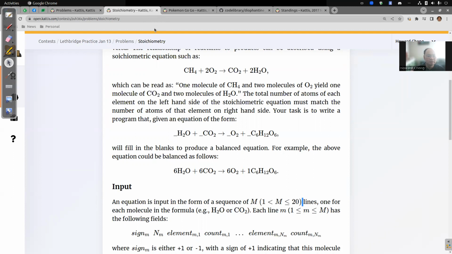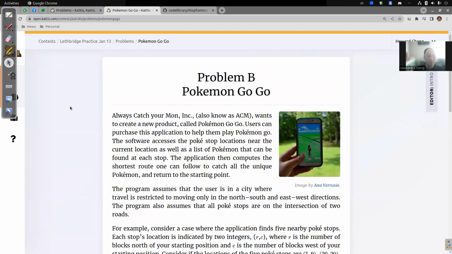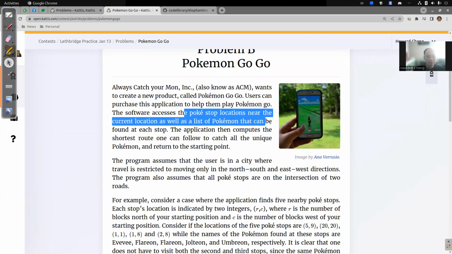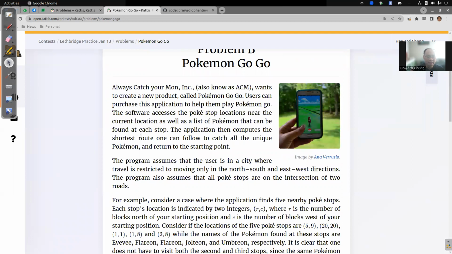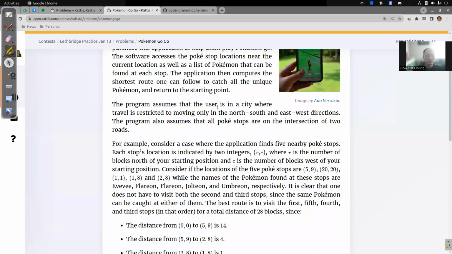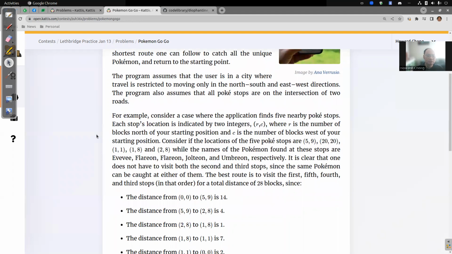So that's this one. Only 2 teams in the actual contest solved the problem. And then Pokemon Go. Let's look at this. Okay, so you have a bunch of Pokestop locations near the current location, as well as a list of Pokemon that can be found at each stop. The application then computes the shortest route one can follow to catch all the unique Pokemon and return to the starting point. The program assumes that the user is in a city where travel is restricted to moving only in north, south, east, west directions. It also assumes that all Pokestops are on the intersection of two roads.